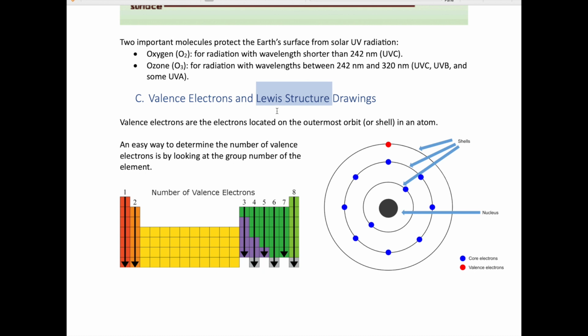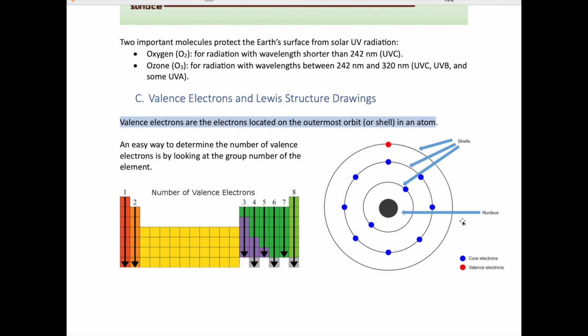The reason we care about this is because we want to be able to show how the chemical bonds in these molecules are able to absorb some of this light energy, preventing us from being exposed to this harmful radiation. The first step of drawing Lewis structures relies on knowing the number of valence electrons in an atom. Valence electrons are electrons that are located on the outermost shell of an atom. We talked about shells before, which is where the electrons are located in an atom.